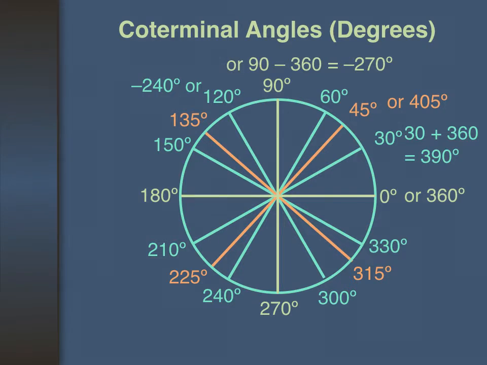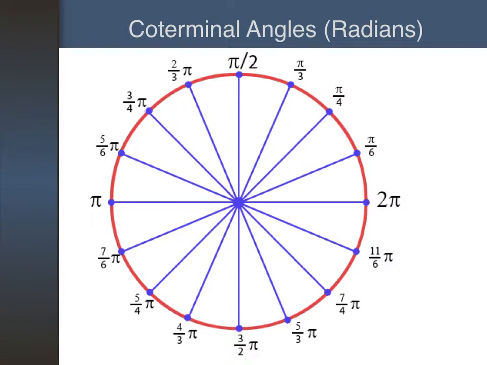Now let's look at coterminal angles using radian measures. Just like degrees, we could add 360 to anything. With radians, we're going to add 2 pi to any of these. But we'll consider the denominator when adding 2 pi. For example, pi over 6 plus 2 pi, when we get a common denominator of 6, a coterminal angle with pi over 6 will be 13 pi over 6.